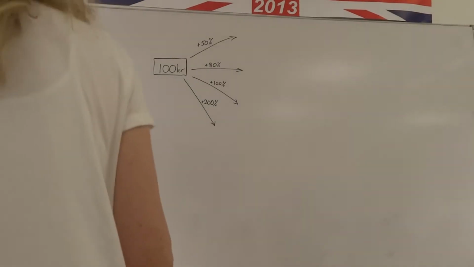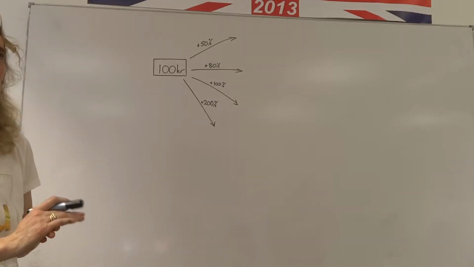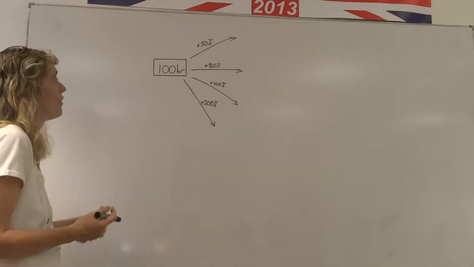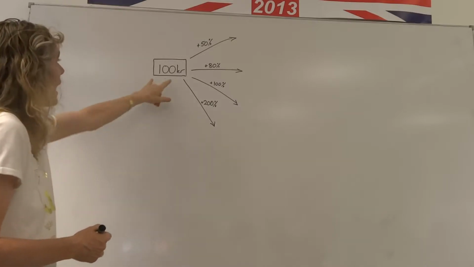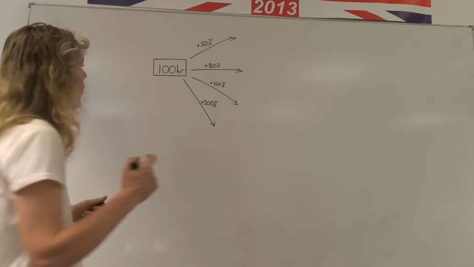I often talk about the fact that you get the most number of points when you've used the most effective method. So I'd like to take the example now. I've got 100 kronas, and I want to increase that 100 kronas by 50%. So what would I end up with?